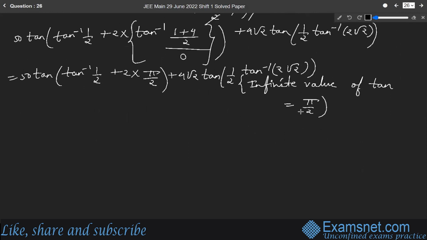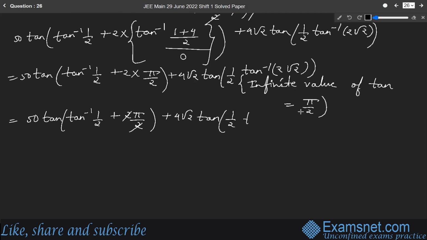Now, talking about the last part. What is the last part? Let us write it again. 50 tan into tan inverse 1 by 2 plus 2 pi by 2. Okay. So here, this 2 and 2 will be cancelled. Then the remaining term is 4 root 2 into tan 1 by 2 tan inverse 2 root 2. Okay. Now here what we have to do is multiply and divide by 2 in this given expression. Okay. So first let us solve this half portion.